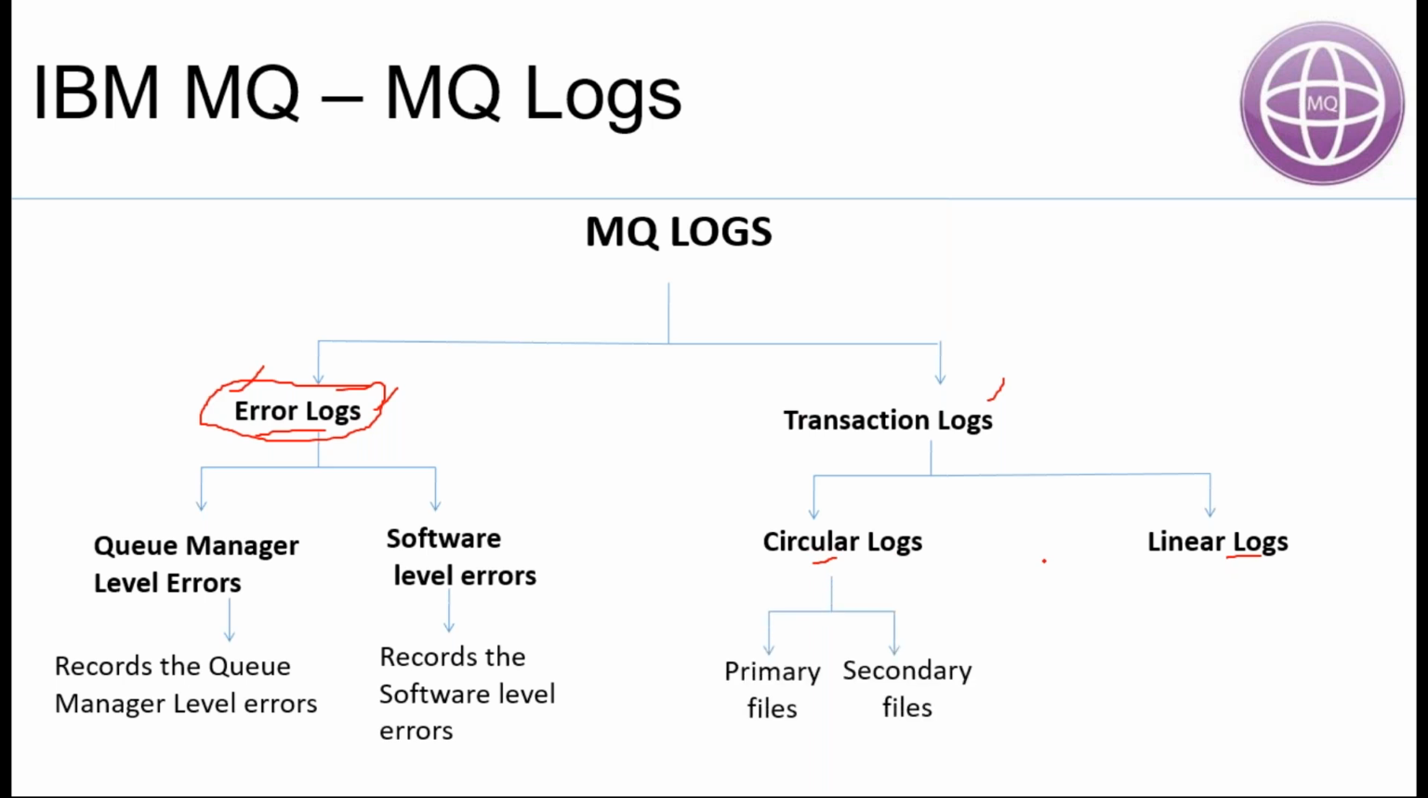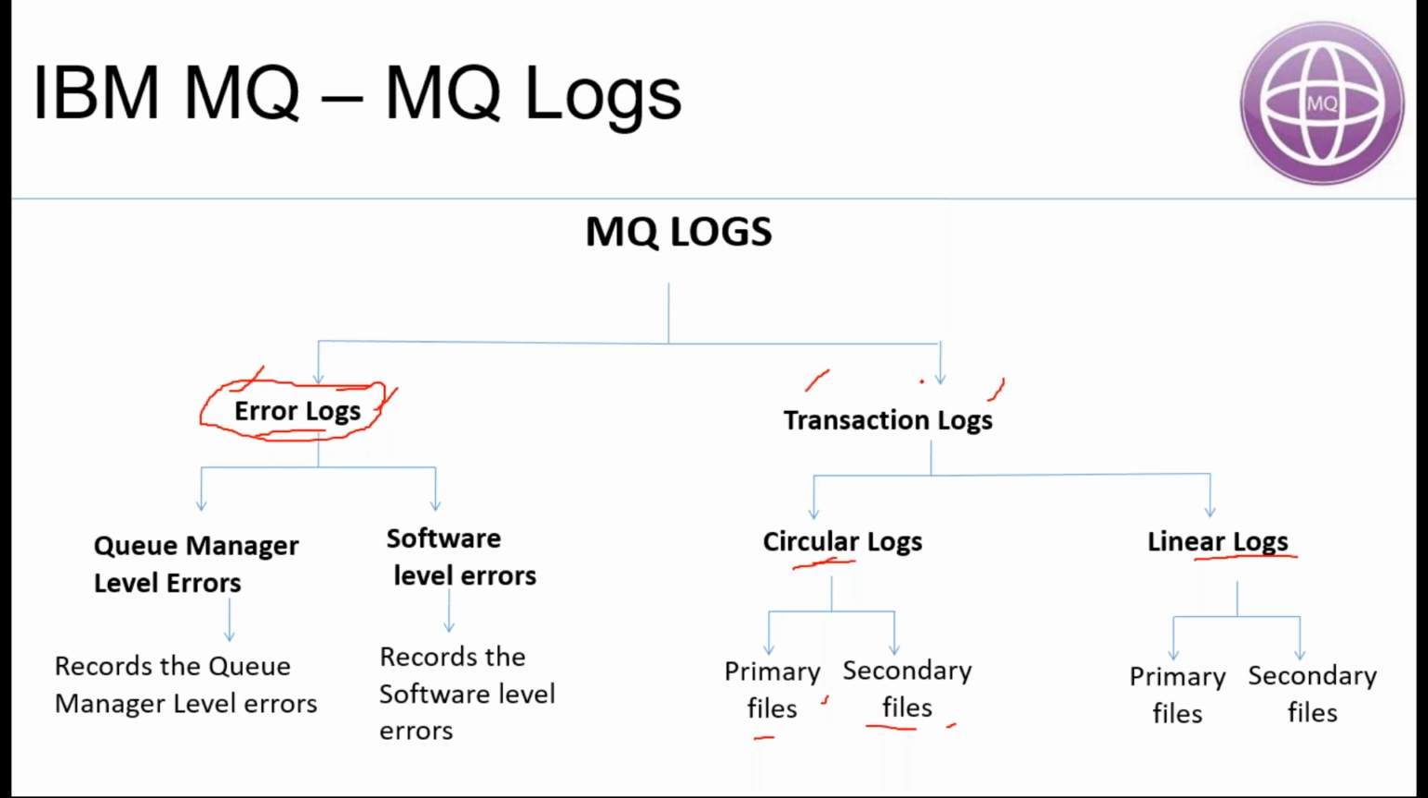So again, circular logs have primary files and secondary files. Linear log files also have primary files and secondary files. So any queue manager will have primary files and secondary files to record the transaction logs. But are these primary files and secondary files going to behave in a circular logging mechanism or a linear logging mechanism? That is going to make the difference between circular logs and linear logs.